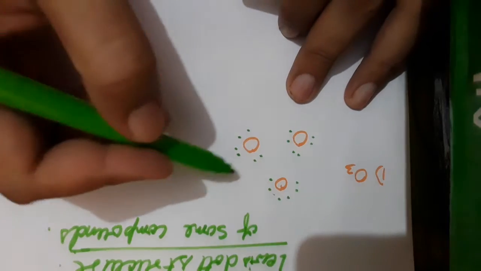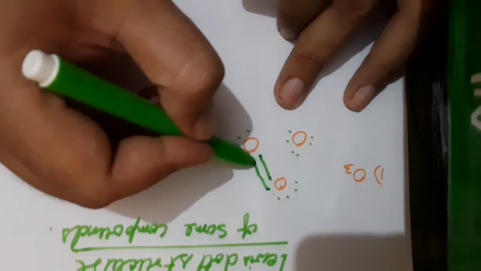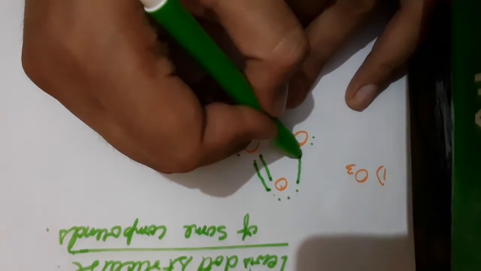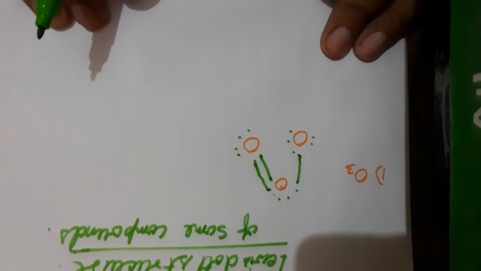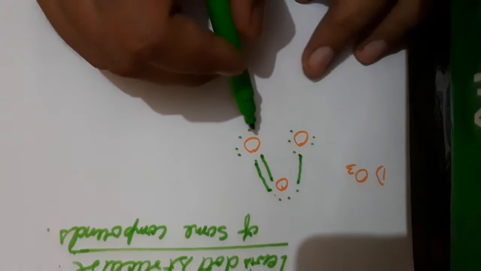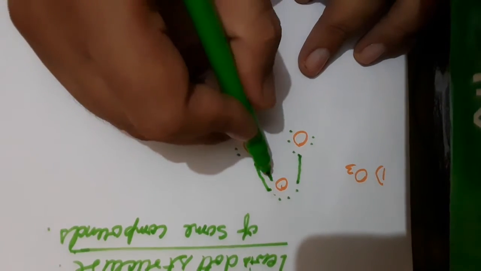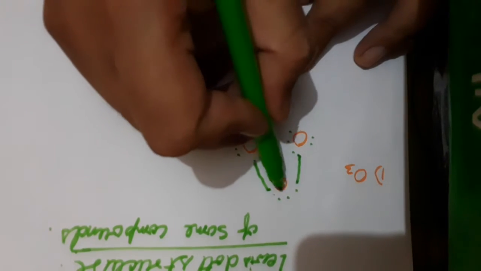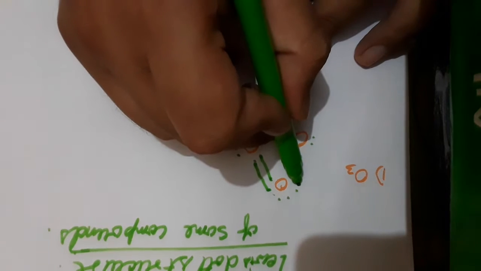How will we draw it? First of all, we will make a double bond on one side. Now for the second oxygen, we will form only a single bond. Now we will count whether the octet has been completed or not. Let us count for this oxygen: 1, 2, 3, 4, 5, 6, 7, 8. This oxygen is complete.